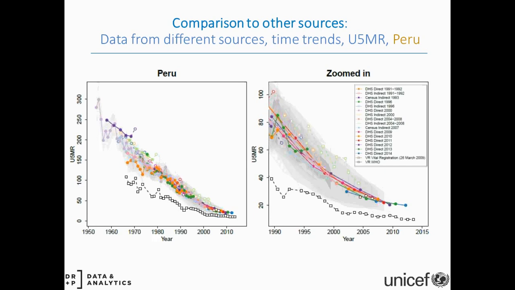So here's one example for a country. The chart shows the neonatal mortality rate from all the available data sources, including the vital registration data, which appears at the bottom. So you can see this line is much lower than all other data sources on the neonatal mortality rate. And this is a zoomed-in chart from 1990 to 2015.